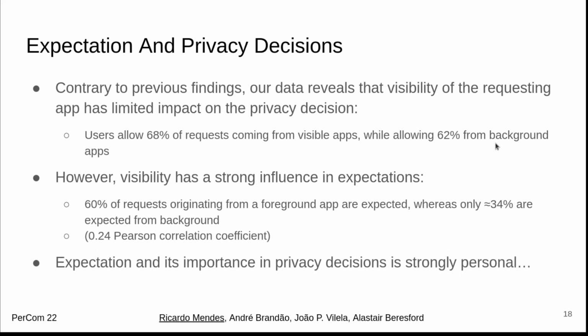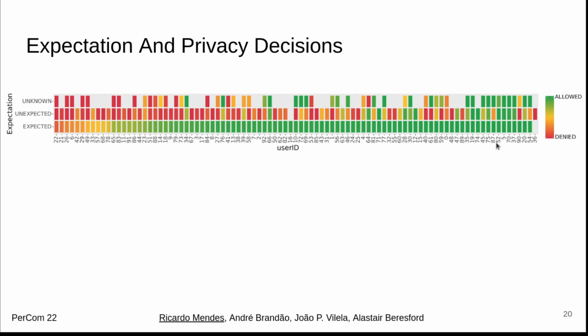Another interesting result that we found is that expectation and its importance in privacy decisions is strongly personal, or strongly subjective to the individual. And we're going to see a plot that shows exactly this. So what we can see in this plot is actually the average grant result, so whether the users allow permissions or deny permissions, and the color gives us the average grant result for each of the expectation values. So we have expected, unexpected, or unknown for each of the users. So each column is a user, okay?